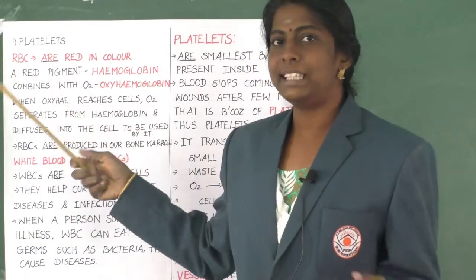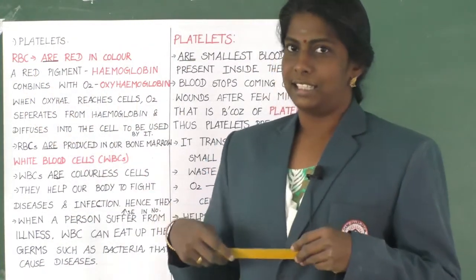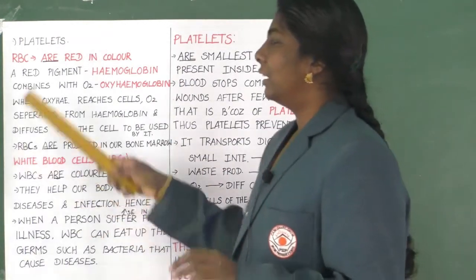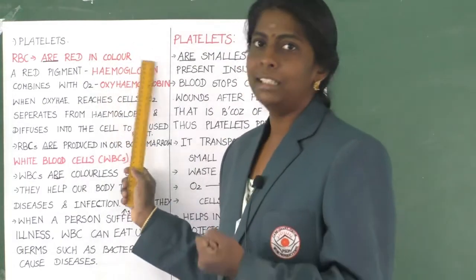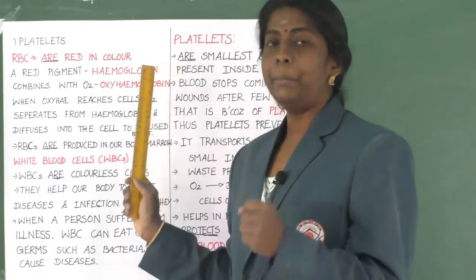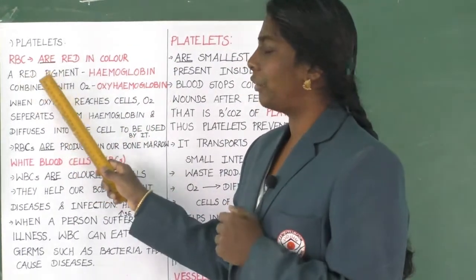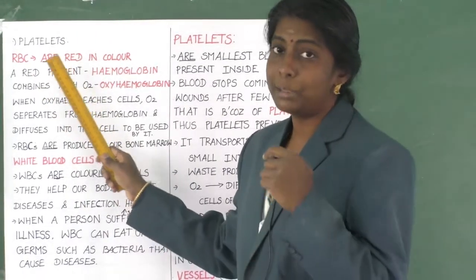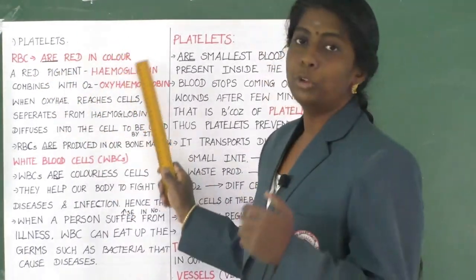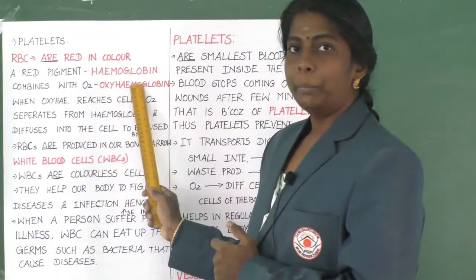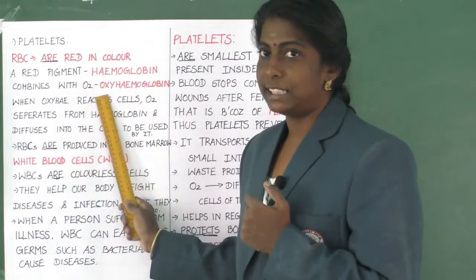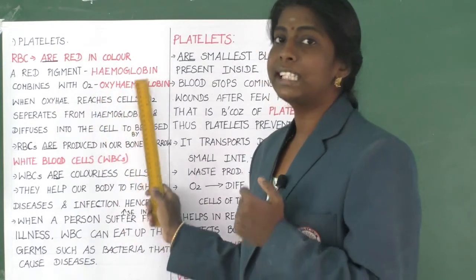So, the first type is RBC. What is this RBC? Red blood cells. They are red in color and they have red pigment. What is that pigment said to be? Hemoglobin. And when this hemoglobin combines with oxygen, it is said to be oxyhemoglobin.